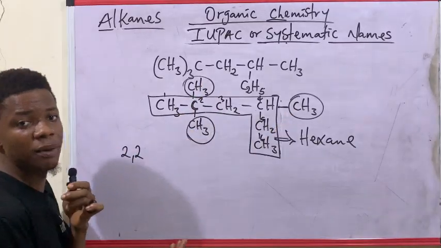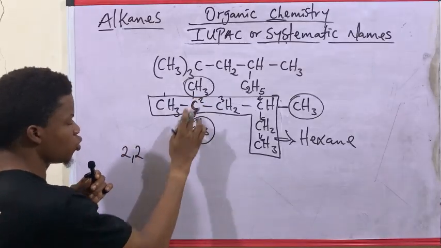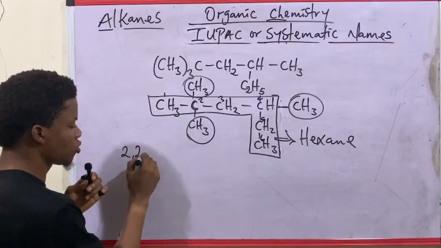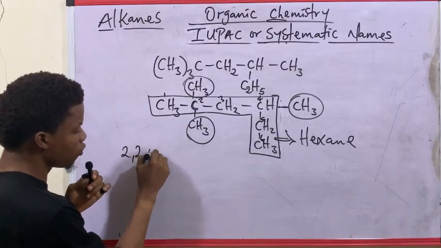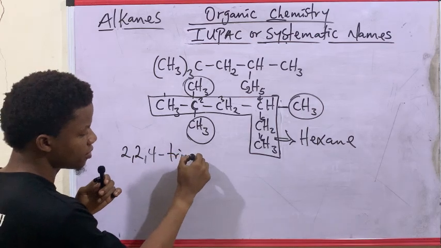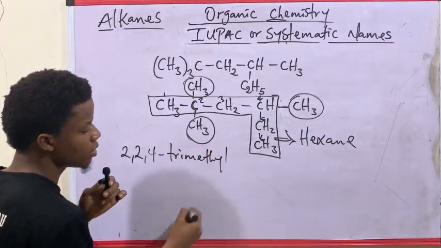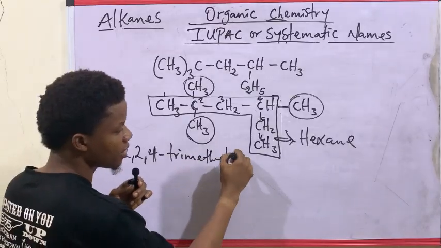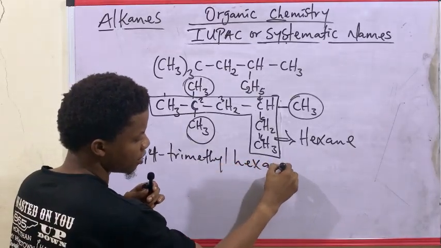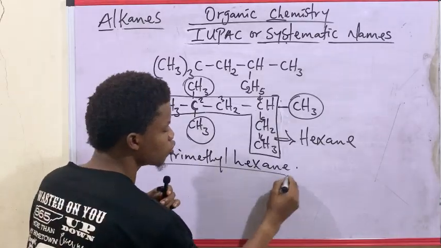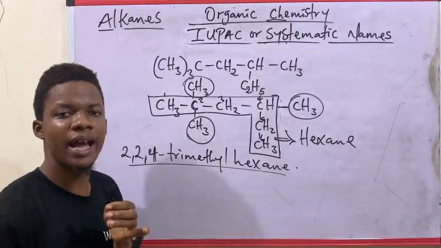So you are not using any alphabet here. So 2 2 4, because this methyl group is on carbon 4. So 2 2 4, trimethyl hexane. All right. So this is the name of the compound, 2,2,4-trimethylhexane.